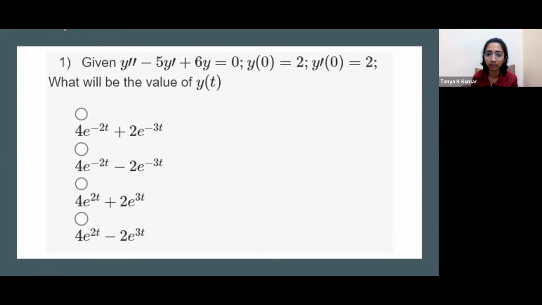So I told you initially that we can take y of t to be e power a t. When you substitute it, you get the characteristic equation. What do you get the characteristic equation as? You get a square minus 5a plus 6 equal to 0, right? You can take a or lambda or anything, it doesn't matter. So this is your characteristic equation. Next step is to find the roots of this equation. You get a minus 3, a minus 2 equal to 0. So the roots are 2 and 3.